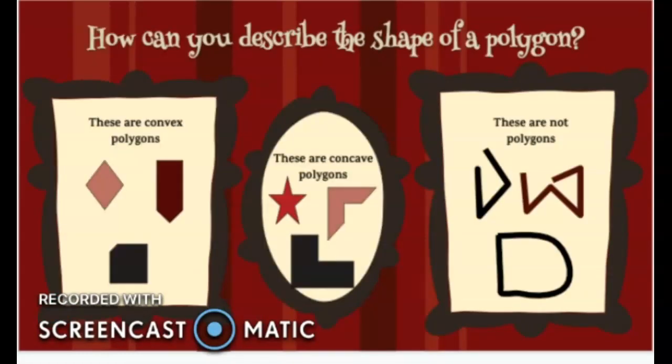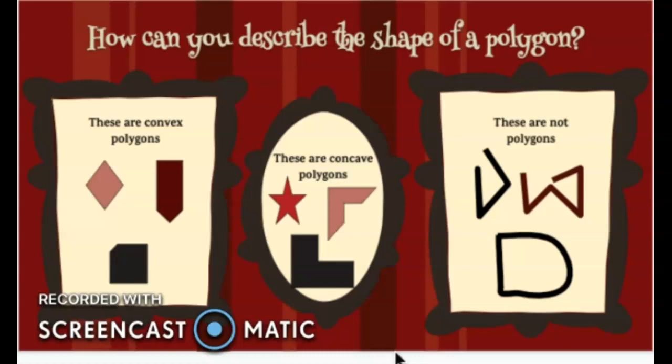Next, we're going to talk about how we can describe the shape of a polygon. So the very first one is called convex polygons. And what happens in a convex polygon is that all diagonals are inside. So there's no outside diagonal in a convex polygon. These polygons are concave polygons because they have at least one or maybe more diagonals on the outside of the shape. So they are called concave.